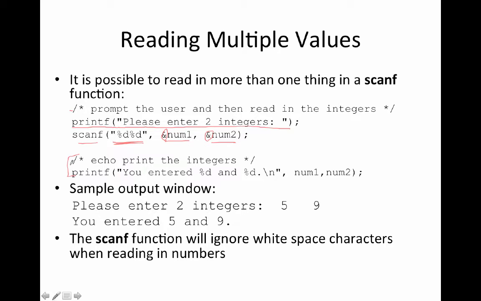So here's an example of what this might look like. It has, first of all, the prompt that says "please enter 2 integers". And then the user might type 5 and several spaces and then 9. And the scanf function is going to read the 5 into the first variable num1 and then the 9 into the second variable num2. And then the printf after that echo prints "you entered 5 and 9".